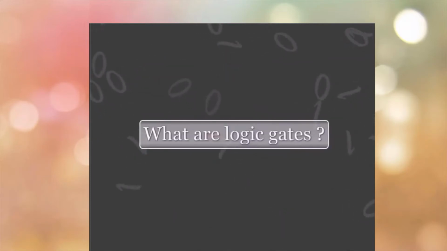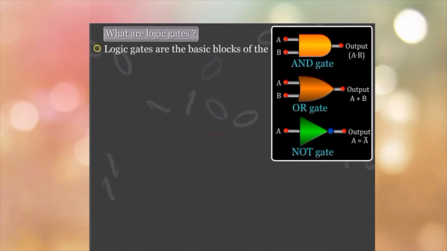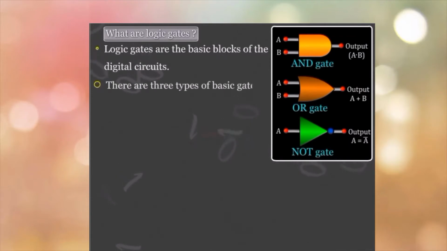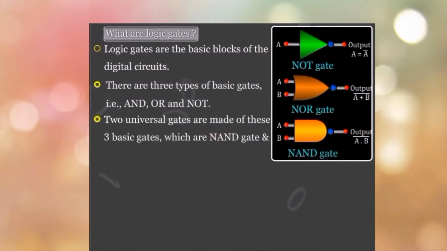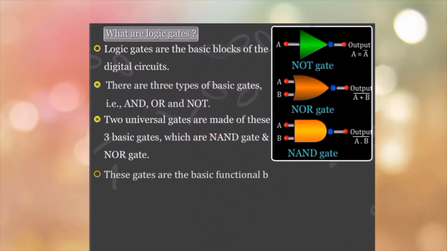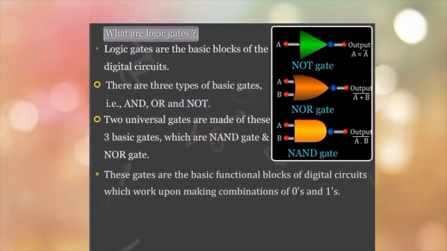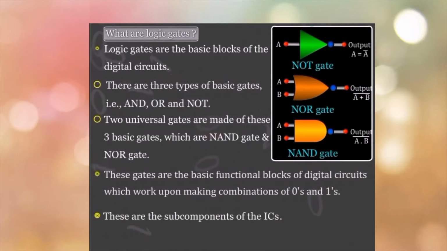What are logic gates? Logic gates are the basic blocks of digital circuits. There are three types of basic gates, that is AND, OR, and NOT. Two universal gates are made of these three basic gates, which are the NAND gate and NOR gate. These gates are the basic functional blocks of digital circuits which work upon making combinations of zeros and ones. These are the subcomponents of the ICs.